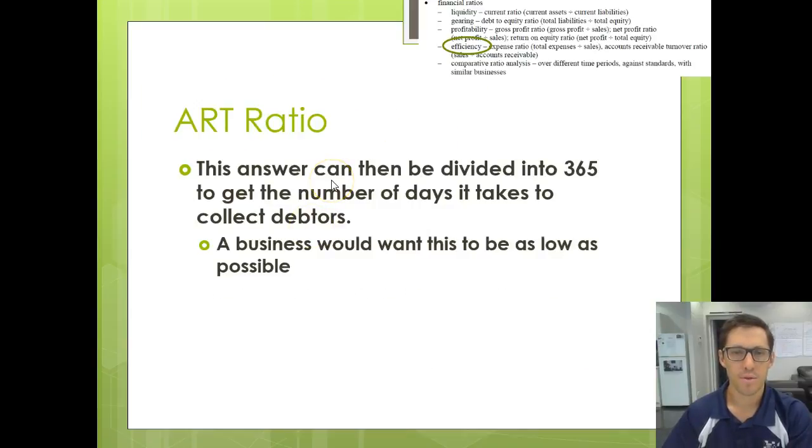Now, once that answer is determined, you then divide it into 365 to determine the number of days on average it's taking that business to collect its debtors or its accounts receivable. And again, the business would want that answer to be as low as possible, like I said before, to equate to a 7-day or a 14-day average accounts receivable period.